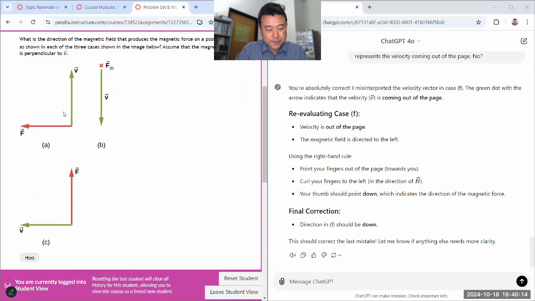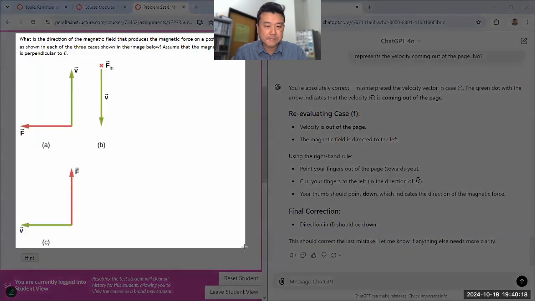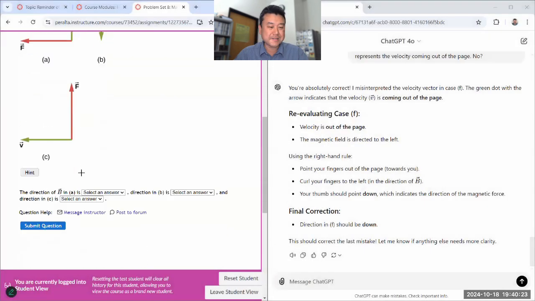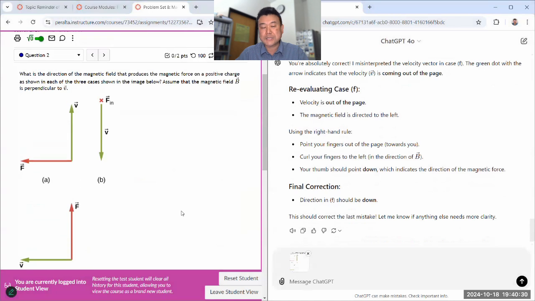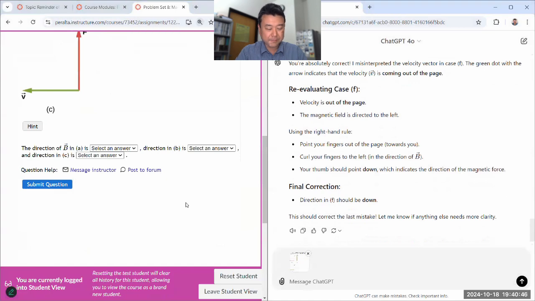And I will tell you a trick that you can use, something called the cyclic permutation. But I don't know. These questions at this stage, it's probably better to just brute force. In this sense, V cross B is equal to F. So you start with the V. Okay, how should I curl this finger so that F is to the left? So V cross B. Okay, B must be into the page. That's one way to do it, and I'll show you one other way after playing with ChatGPT.